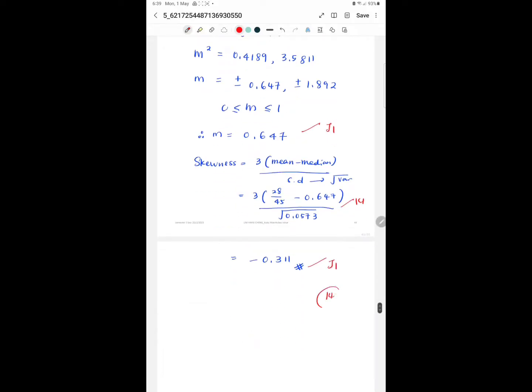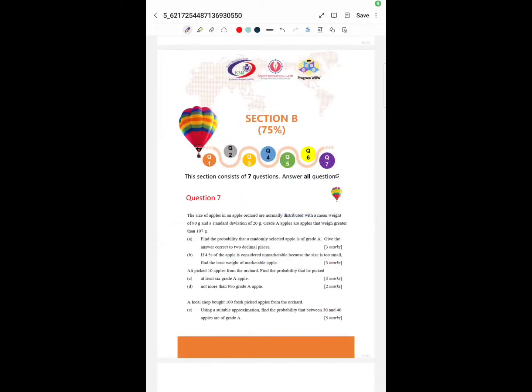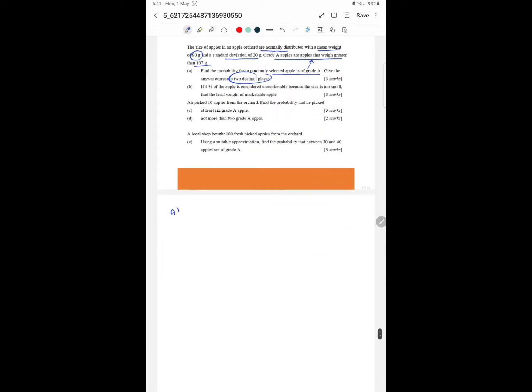Total marks is 14. For section B, this one is from chapter 9, and the sizes of the apples are normally distributed with a mean weight of 90 grams, standard deviation given. Grade A apples weigh greater than 107 grams. So find the probability that a randomly selected apple is grade A. Give the answer to 2 decimal places. Alright, we're going to do the first one, A.